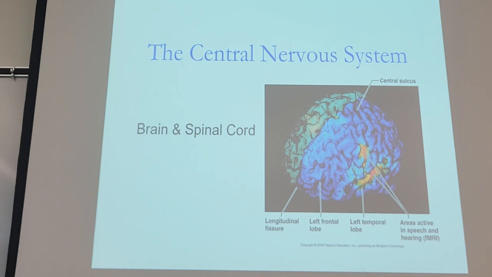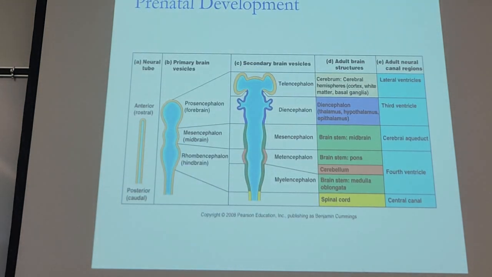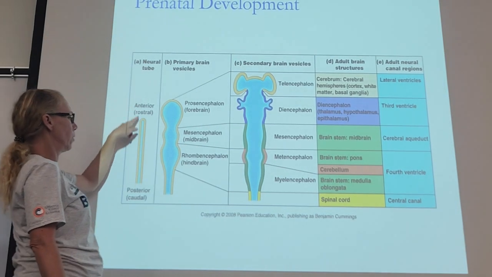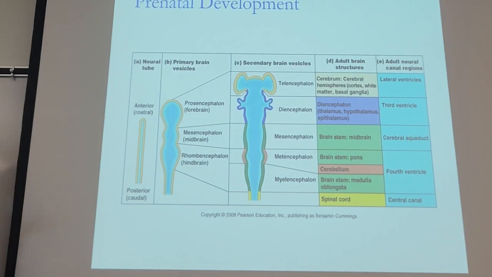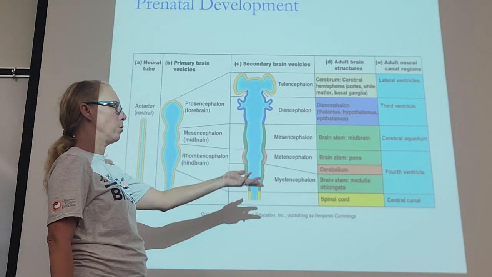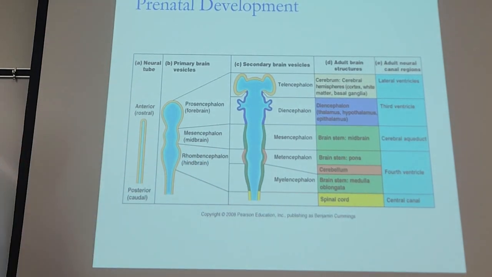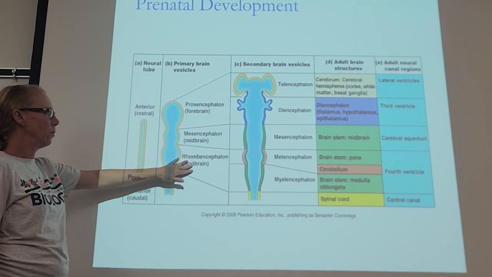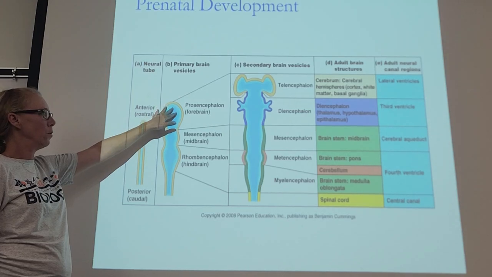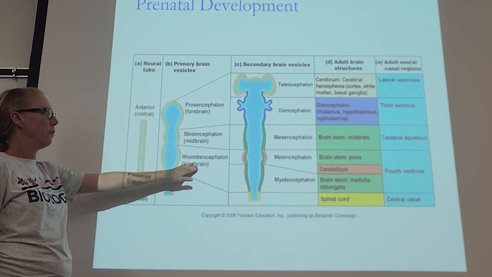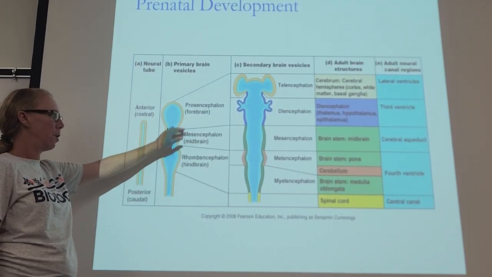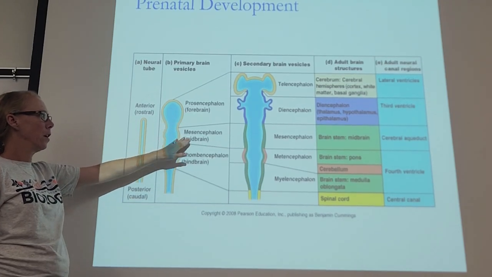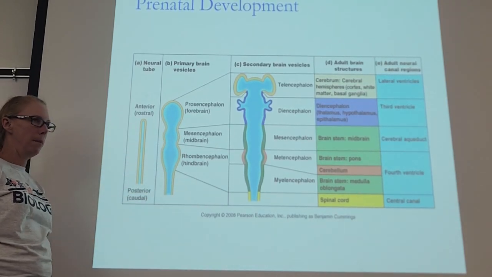Now, when we're developing, we develop from what's called a tube, a neural tube. So we start off as a tube, which is kind of odd, but really, truly miraculous how it turns into all of the brain structures that we're identifying in lab. So what I want you guys to know is the primary brain vesicles, of which we have three: the pros, the mes, and the rhombencephalon. Okay, PMR. Pros is in the front, mes is middle, rhomb is in the back.